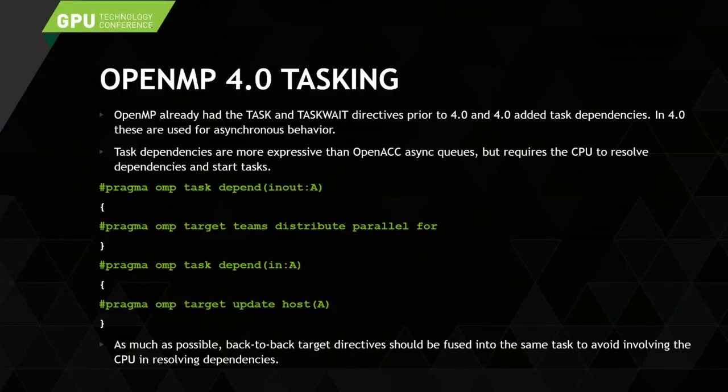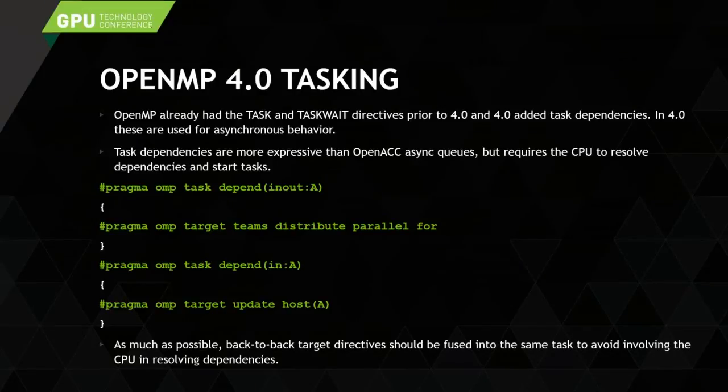In OpenMP, there already was a way to do asynchronous behavior with the CPU, and that was using OpenMP tasks. So the initial thought was, let's just use OpenMP tasks. And so what you'll see is we would put a task around our target region, and we put a task around our update, and that's fine. The problem is that because these tasks are running on the CPU, that first task has to fully complete. It will launch onto the GPU, wait for that GPU to complete, then it will complete the task before it can then start the next one.